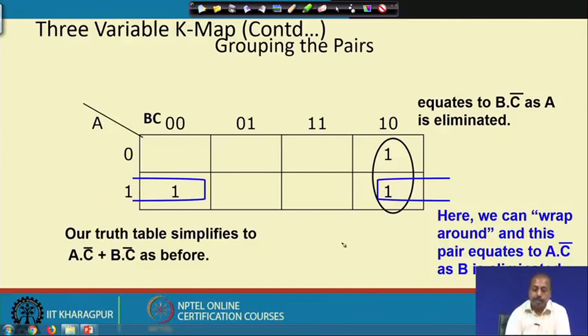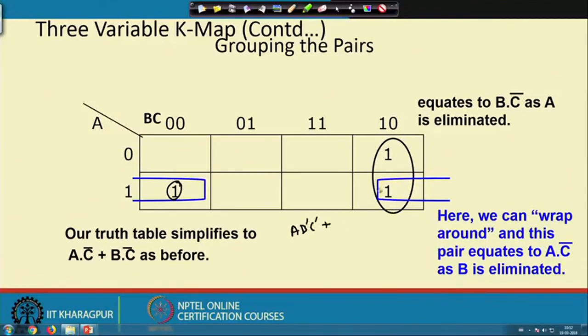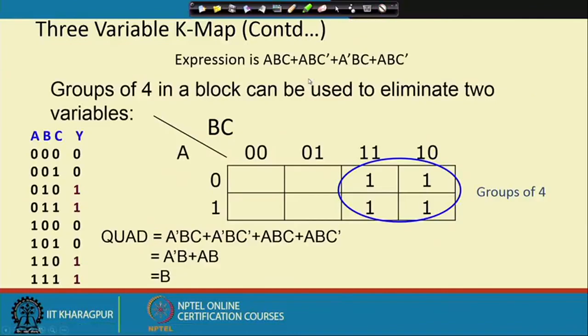If you do that, this term is A B bar C bar, and this term is A B C bar. If we take A C bar common, you will get B bar plus B, and B bar plus B is equal to 1. So, you get A C bar. Ultimately, we have got this A C bar term from this blue square, and we have got this B bar C bar term from the first one. That's what I was telling, that it is a wrap around connection. So, we can wrap around, and we can get more minimizations for this part. Okay.